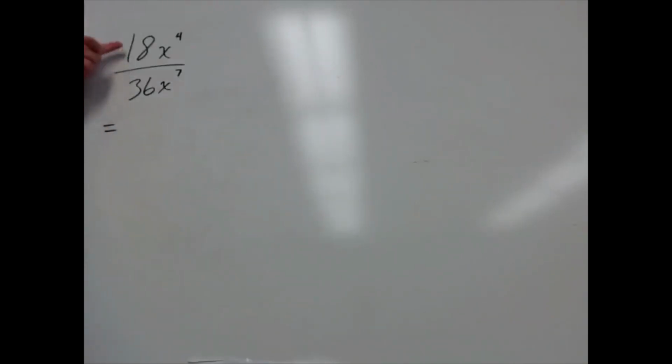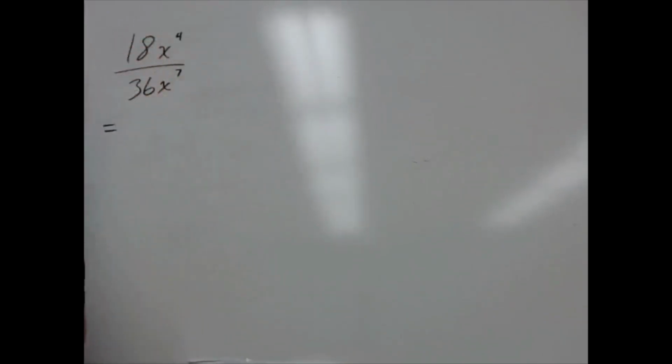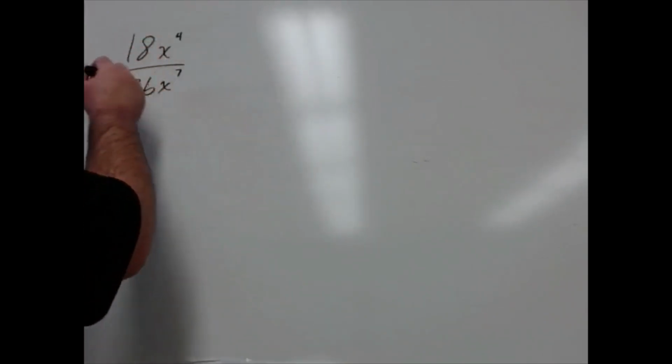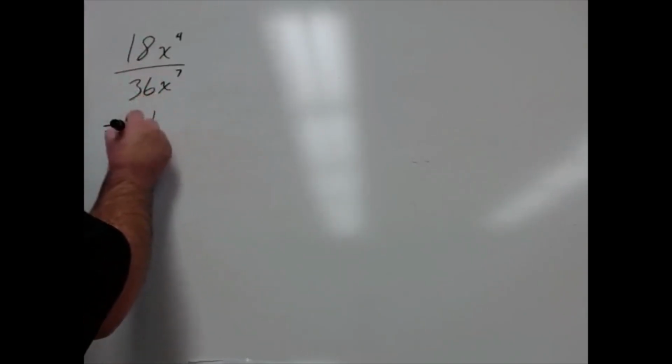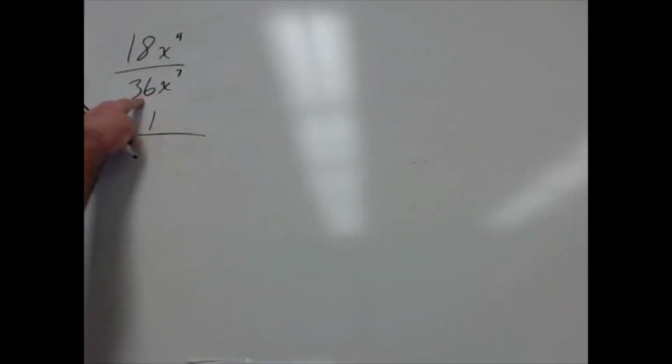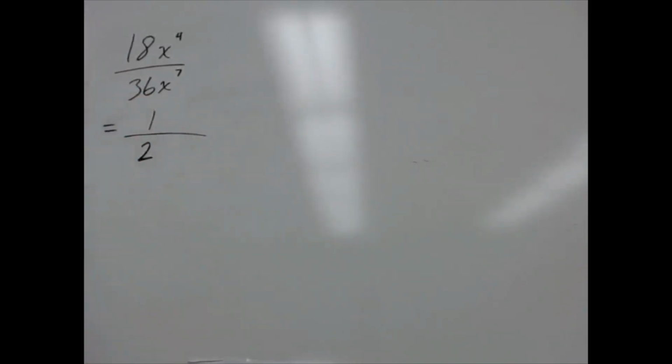I think 3 goes into both of those, so does 9, and actually 18 goes into both 18 and 36 because 18 times 2 is 36. So what I can do is divide these both by 18. When I divide 18 by 18, I end up with a 1. And when I divide 36 by 18, I end up with a 2.